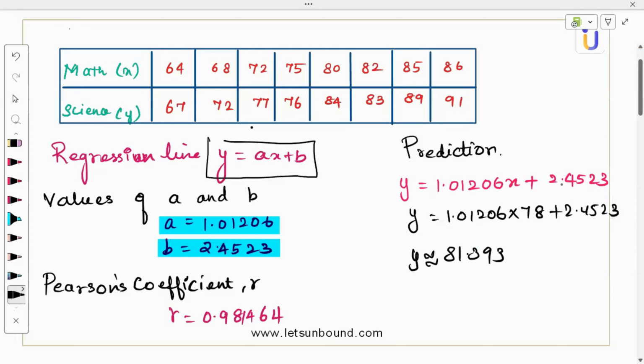The only thing we note here is y is equal to ax plus b. Sometimes we will have regression of x on y and y on x. That's the basic difference. So if you are correct here, everything we can do with the help of the calculator.